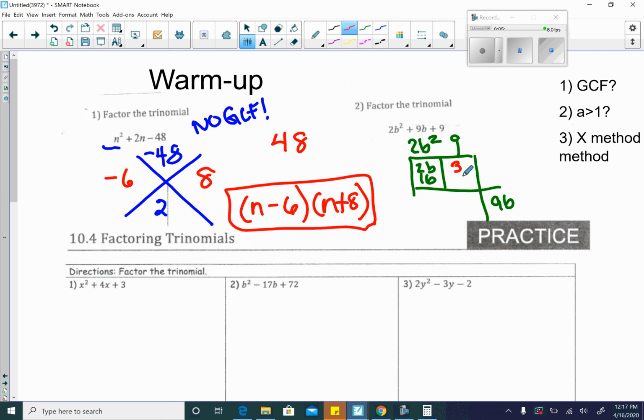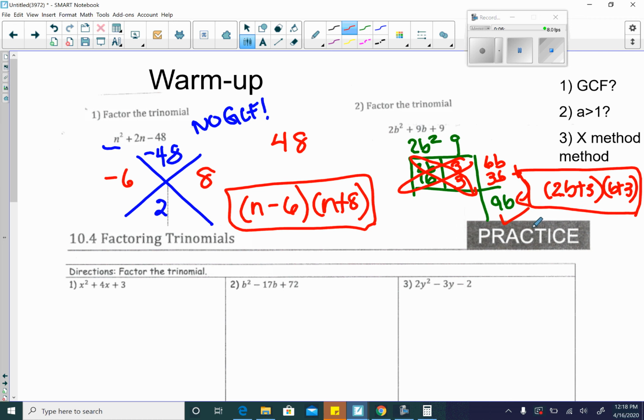So let's see, 3 times 3. All right, that multiplies to 9. Now let's multiply across. I have 6b and 3b. Do those add to my bottom? Yep, they do. So my factored form are the cross values: 2b plus 3 times b plus 3. Order doesn't matter there. Check yourself, see if you got those right, and if not, figure out where you went wrong.